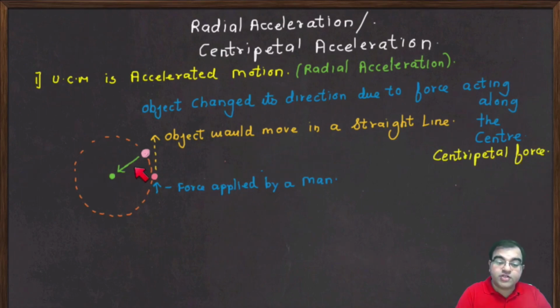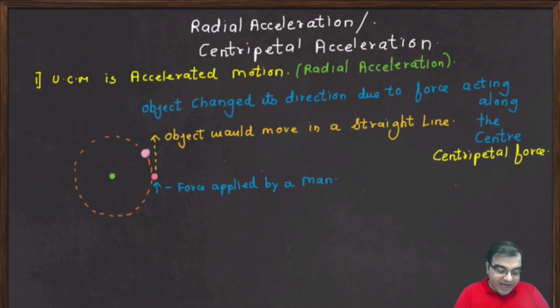Now this force, which is acting on the object and has forced the object to change its direction, is acting towards the center. This force is called the centripetal force. So centripetal force is that force which is acting on the object, it is in the direction of the center, and it is forcing the object to change its direction. I again repeat three important points. This force is acting on the object. This force is directed at the center. And this force is called the centripetal force.